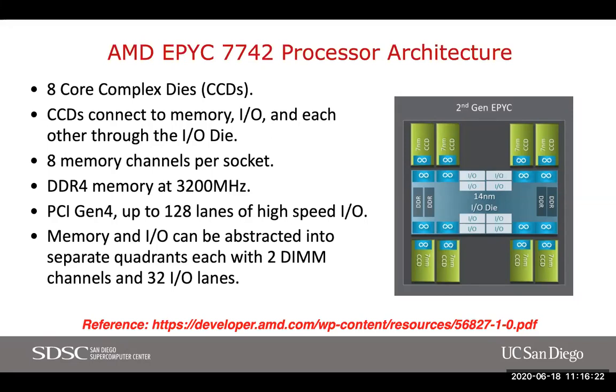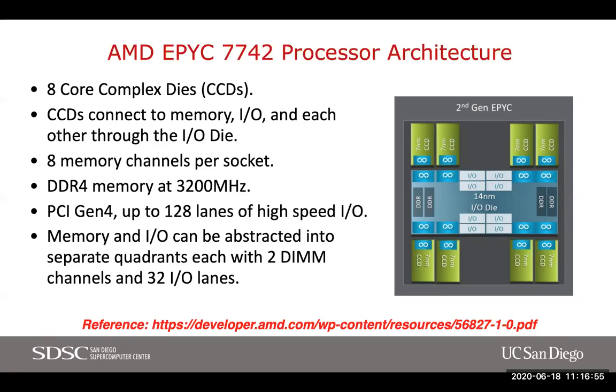So each chip has 8 of these CCDs, and on Expanse, since it's fully populated, you're going to have 8 cores on each, so that's 64 cores per socket, and it's 2 sockets, so you end up with 128 cores per node. And the CCDs connect to the memory and the I/O through the I/O die, and there are 8 memory channels per socket, and it's DDR4 memory at 3,200 megahertz, so 3.2 gigahertz. And it's PCI Gen 4 with up to 128 lanes of high-speed I/O.